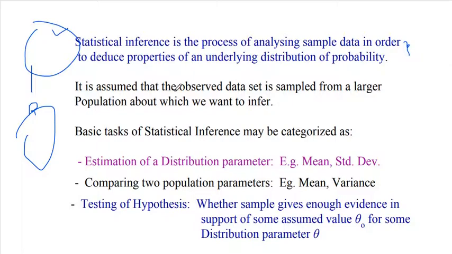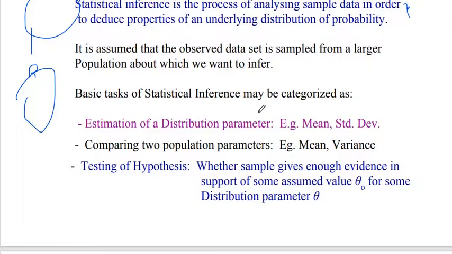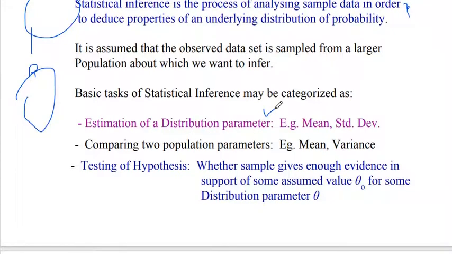It is assumed that the observed data is a sample from a large population about which we want to infer. The basic tasks of statistical inference may be categorized as estimation of distribution parameters. Estimation means point estimation and interval estimation. Generally in estimation we mainly discuss the mean and standard deviation. The mean is our location parameter and the standard deviation is our scale parameter. In place of the mean, in non-parametric inference we can use the median. We can discuss that also.